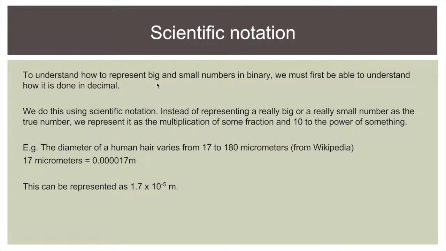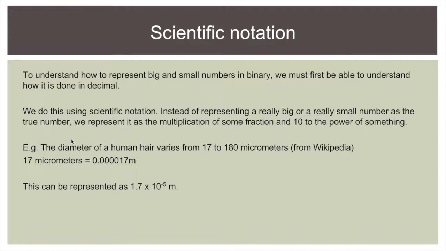And to understand how to represent big and small numbers in binary, we need to first look at how it's done in decimal. We do this using scientific notation. Instead of representing a really big or a really small number as the true number, we represent it as the multiplication of some fraction and 10 to the power of something.